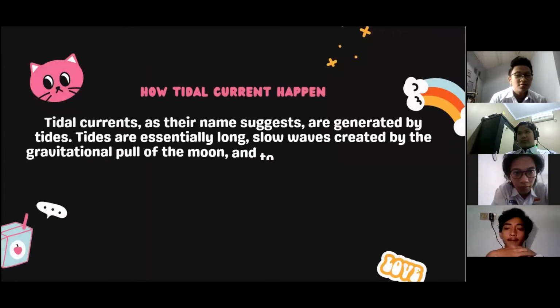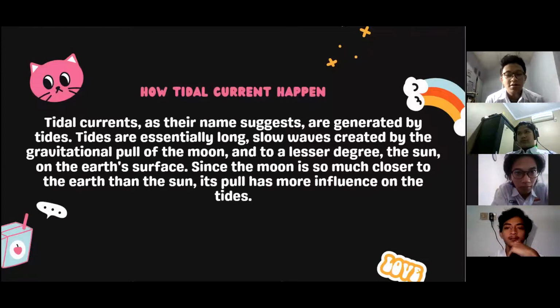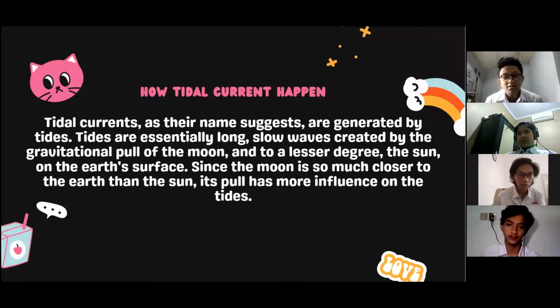Okay, thank you. So, how do tidal currents happen? Tidal currents, as their name suggests, are generated by tides. Tides are essentially long, slow waves created by the gravitational pull of the moon, and to a lesser degree, the sun on the Earth's surface. Since the moon is so much closer to the Earth than the sun, its pull has more influence on the tides.